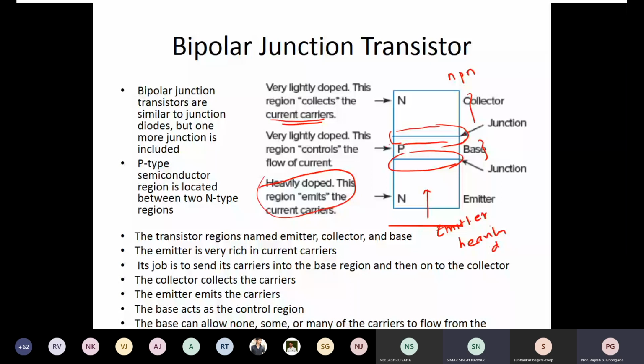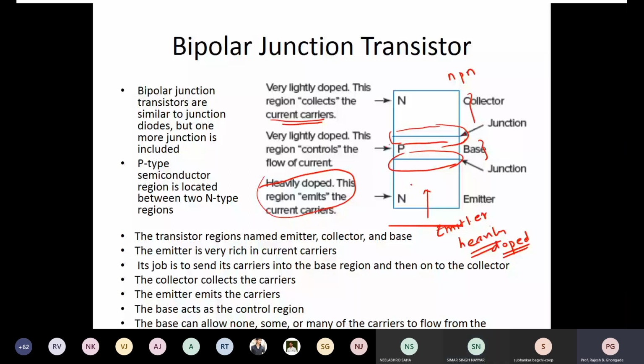Again, revisit that concept of doping. What do you mean by doping? Adding impurities. So if you add impurities, what happens to the conductivity? It will increase. Or in simple plain words, you will have a larger number of current carriers in this particular section.